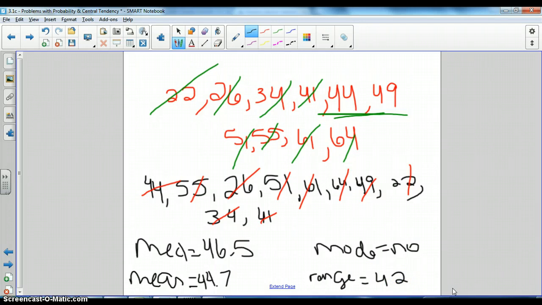Okay, so it's as simple as that. You just have to remember what your median, mode, mean, and range mean. Make sure you clearly copy your data and put them from least to greatest correctly.